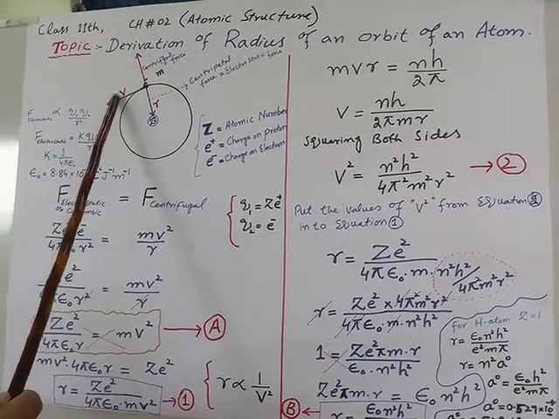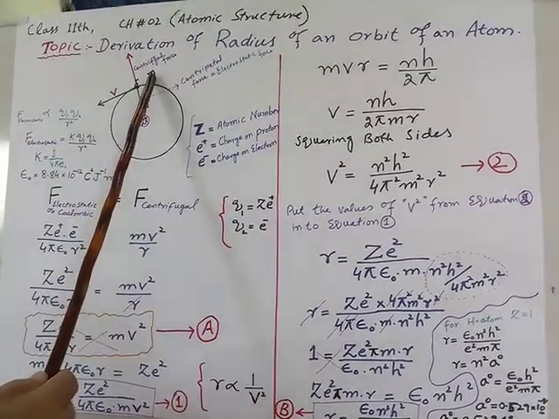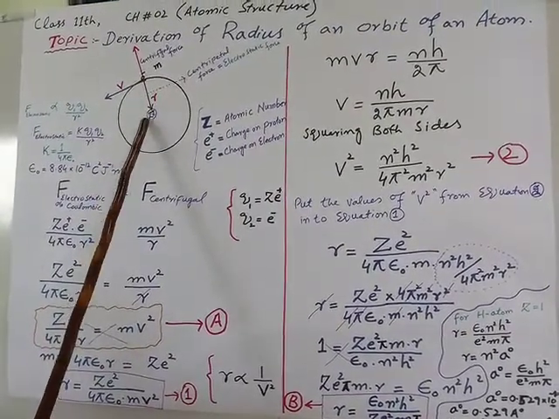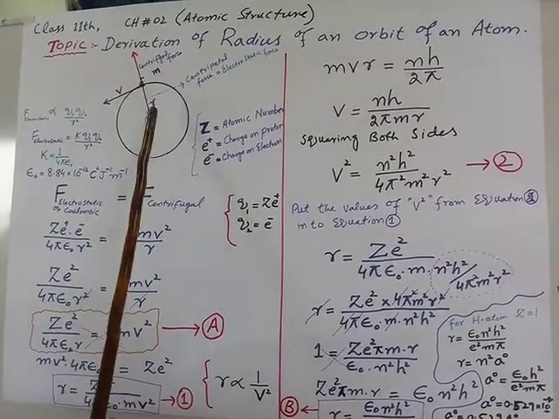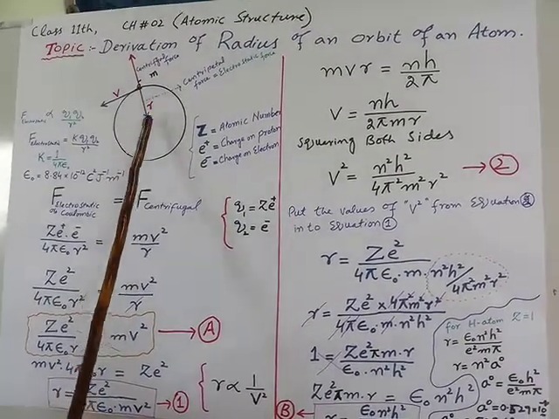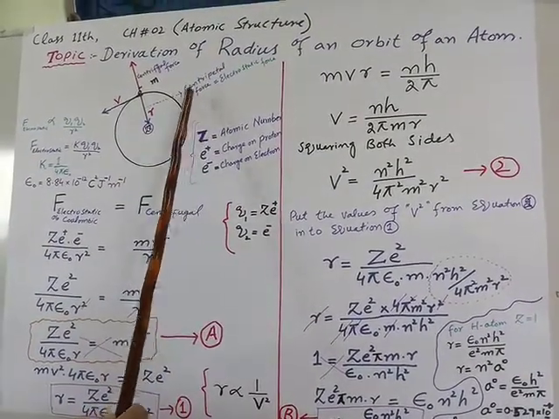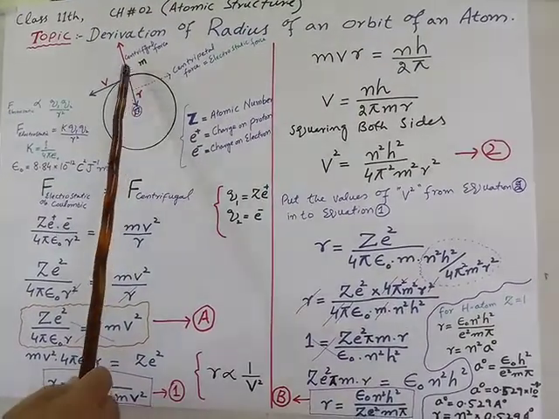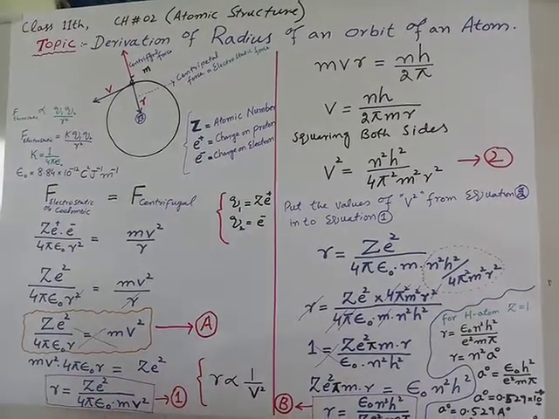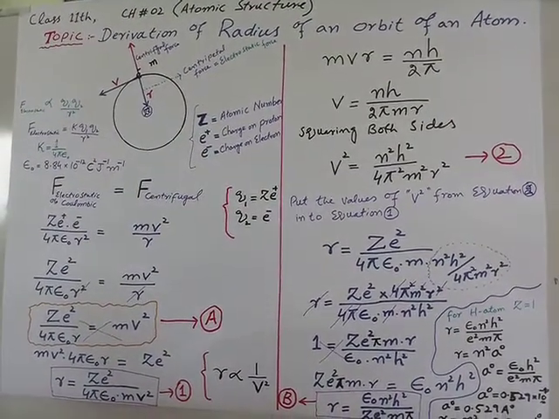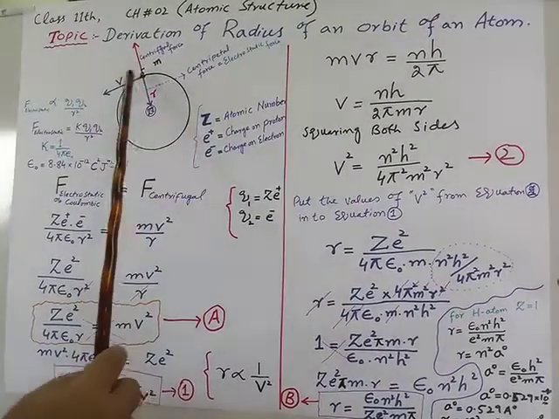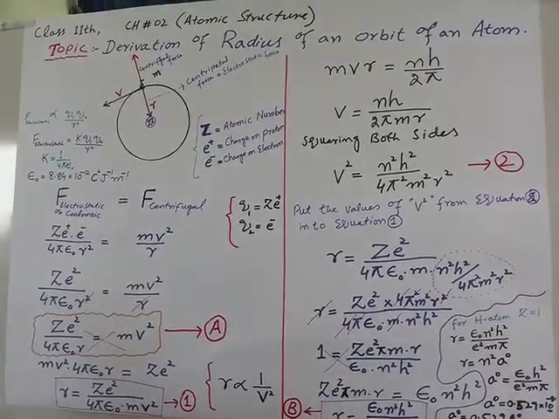So this v represents the velocity of the electron, m represents the mass of the electron, e minus represents the charge on the electron, and r is the radius of this orbit. In order to move in a circular path, the electron requires centripetal force, and here the force of attraction between the nucleus and the electron, which is the electrostatic force, provides the necessary centripetal force. So the electrostatic or Coulombic force provides the centripetal force for the revolution of the electron around the nucleus.